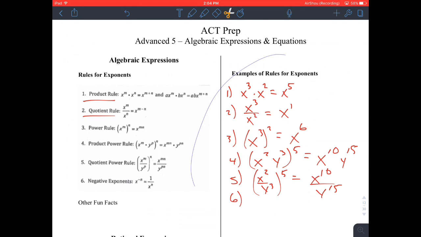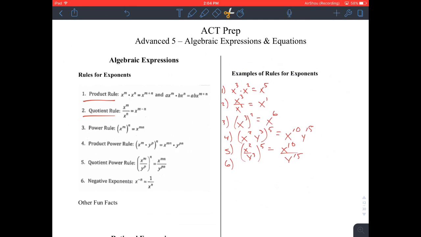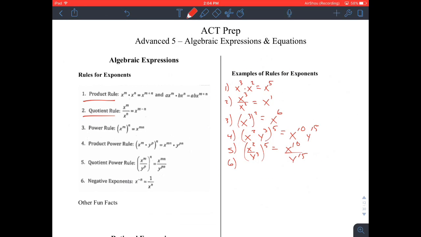Number 6, negative exponents. Essentially it means that if you have a number to a negative exponent, you can make it a positive exponent by reciprocating the base. So for example, if we had 3 to the negative 1, it's going to be the same as 1/3 to the first, which in this case would be 1/3. Other fun facts: any number to the first power is that number. Any number to the 0 power is 1, as long as the number you started with is not 0.